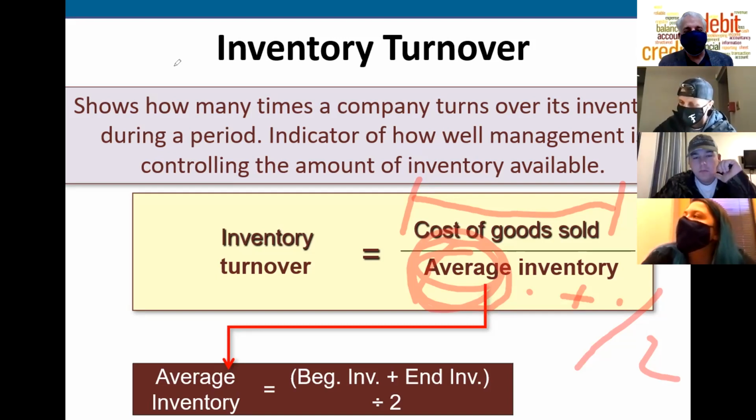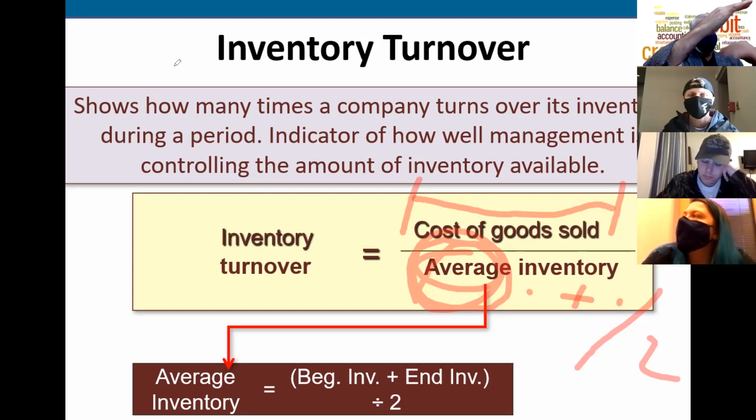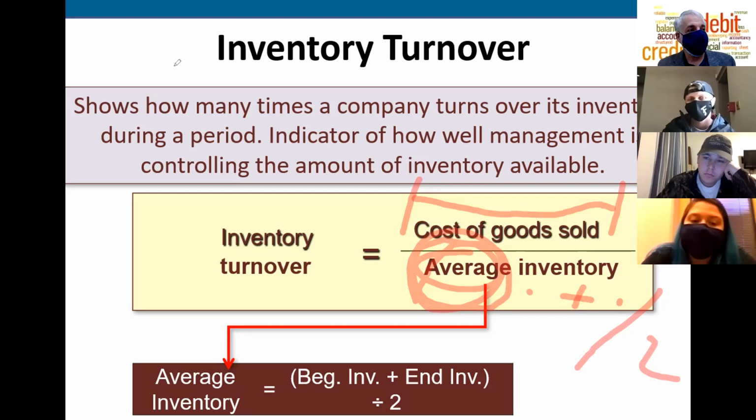So if I look at the picture, I'm saying, okay, I had $12 million of cost of goods sold over the year, but I had 4 million average inventory. I had 6 last year and 2 this year. That's an average of 4. So if I divide 12 by 4, I get 3 turns a year. That means on average, my inventory turned over 3 times.